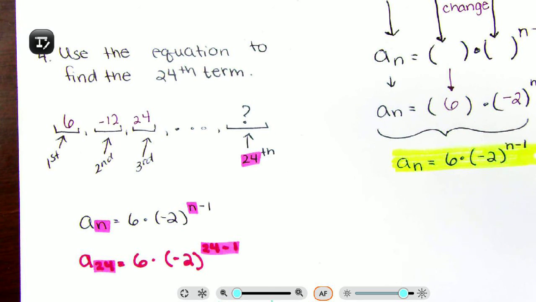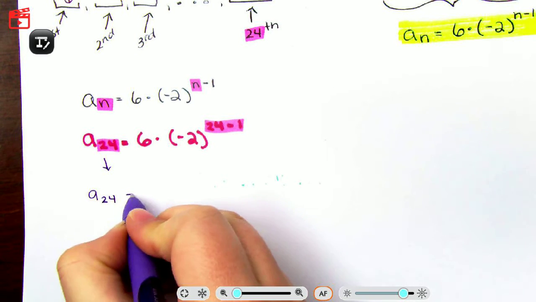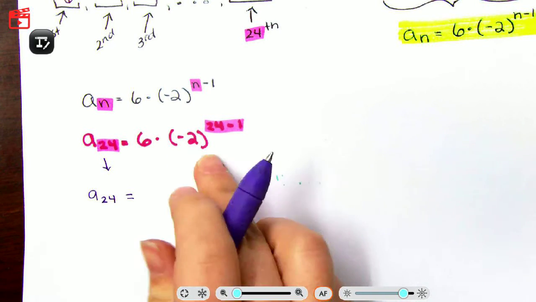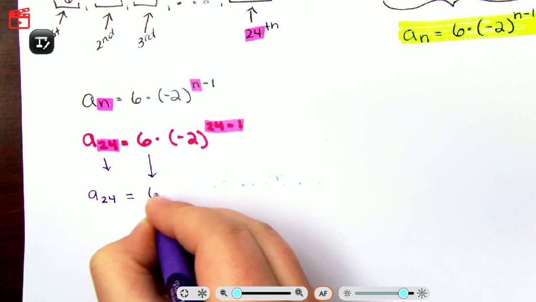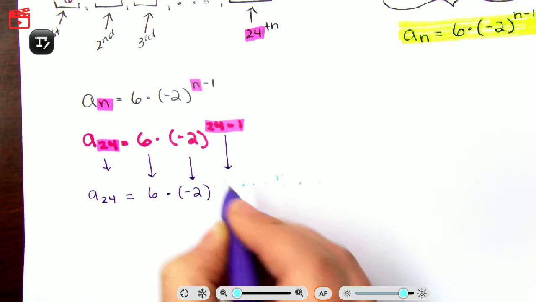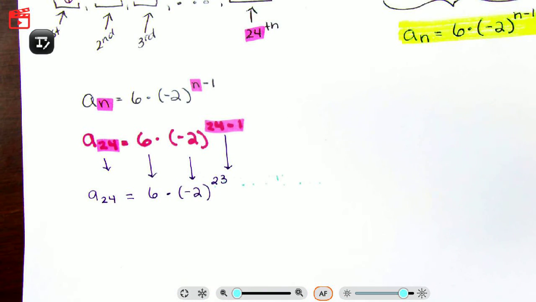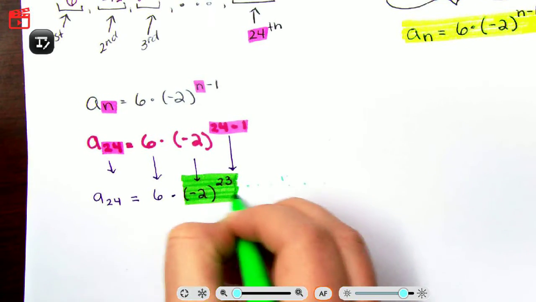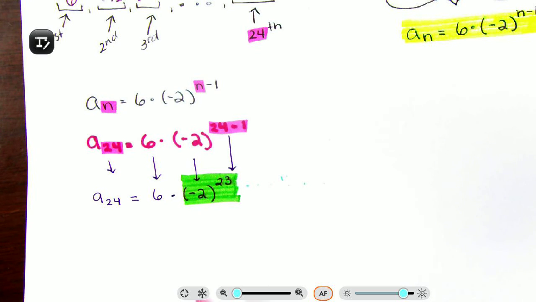So now we're almost done. Now you're going to solve. You're always going to keep this a sub 24 or a sub n, whatever it is. You don't have to solve it. You can't solve it. This is what you're trying to solve for. This is your unknown. You want this to be part of your answer. Now on this side, you're going to evaluate. So you're going to say 6 times -2, and now 24 minus 1 is 23. Then in your calculator, you evaluate what this number is. It's going to be big.